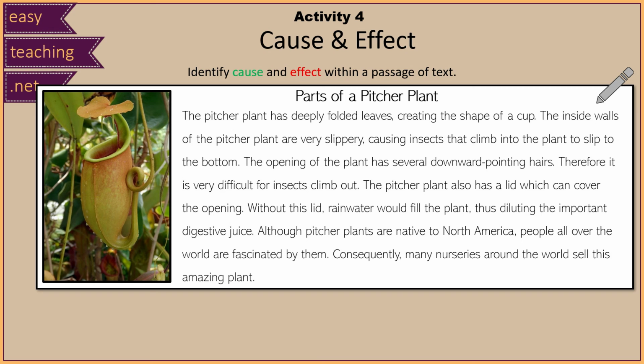Parts of a pitcher plant. The pitcher plant has deeply folded leaves, creating the shape of a cup. The inside walls of the pitcher plant are very slippery, causing insects that climb into the plant to slip to the bottom. The opening of the plant has several downward pointing hairs. Therefore, it is very difficult for insects to climb out.